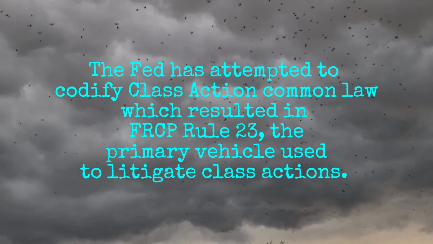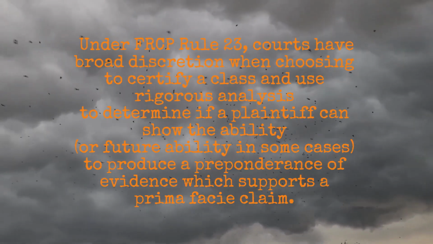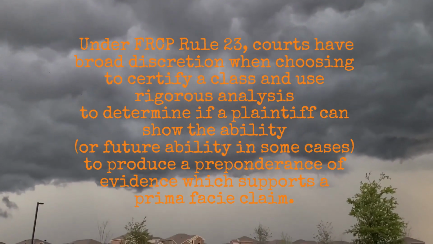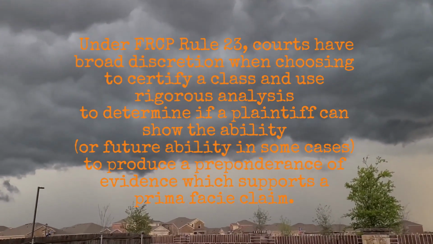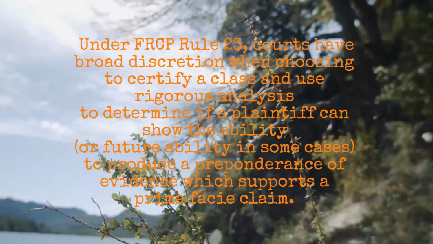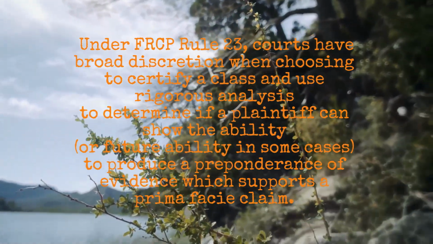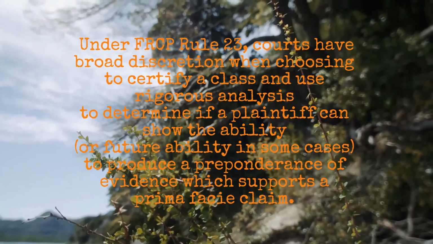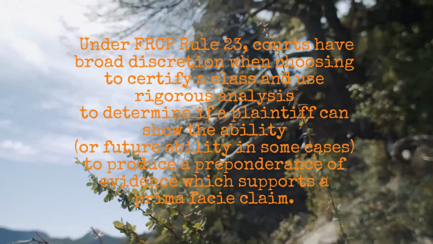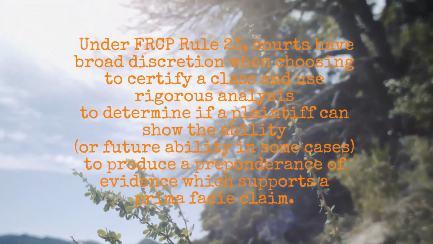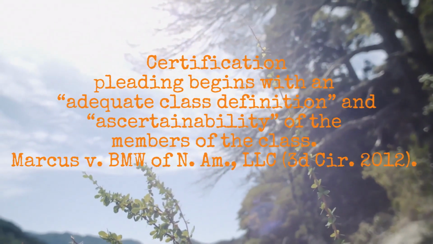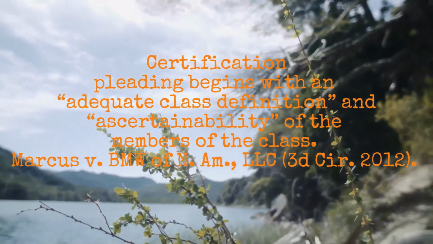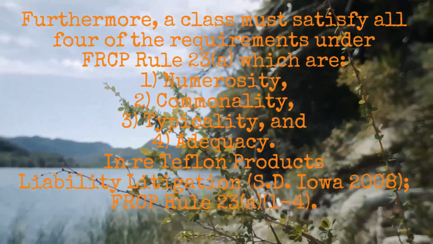to litigate class actions. Under Federal Rule of Civil Procedure, FRCP, Rule 23, courts have broad discretion when choosing to certify a class and use rigorous analysis to determine if a plaintiff can show the ability, or future ability in some cases, to produce a preponderance of evidence which supports a prima facie claim. Certification pleading begins with an adequate class definition and ascertainability of the members of the class.